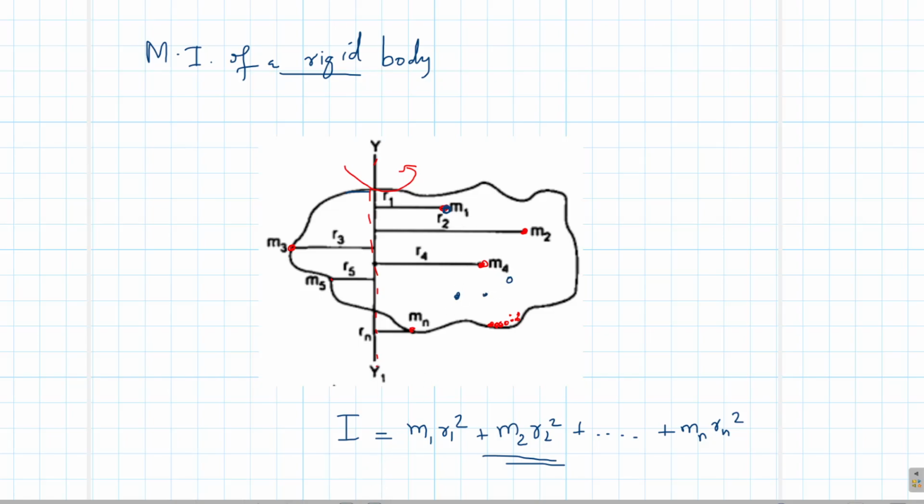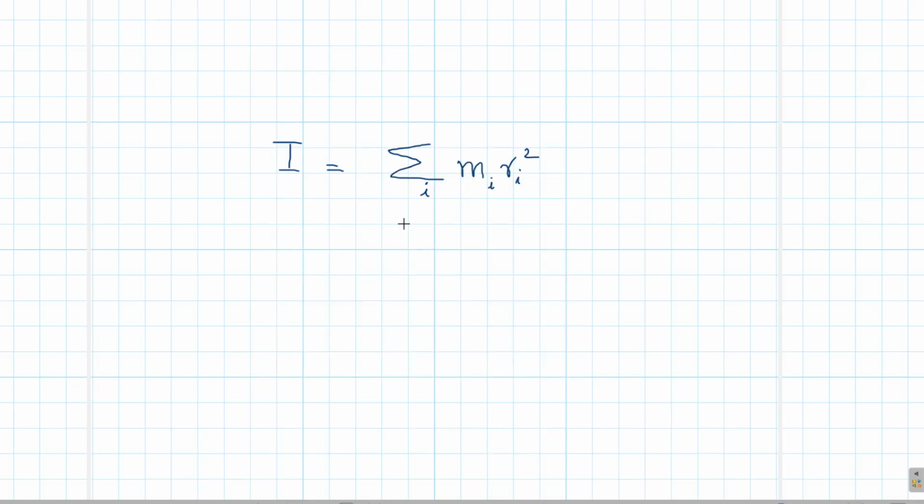If i is equal to 1, you are taking the m1 particle, the first particle. If i is equal to 2, you are taking the second particle, and so on. Just like that, you have to count all the particles, take their moment of inertia, and find the sum to get the total moment of inertia of the whole system.